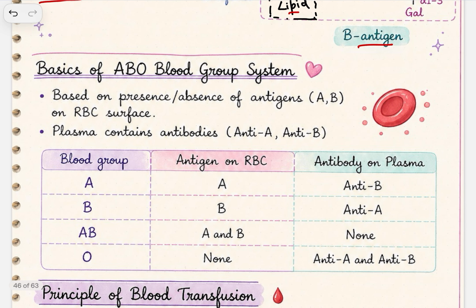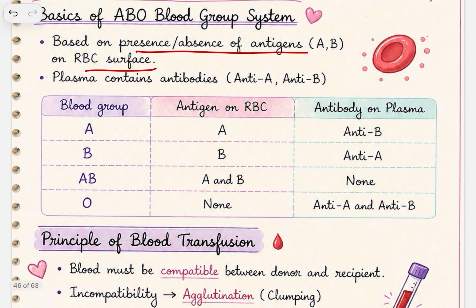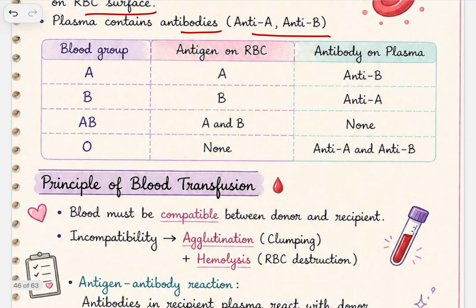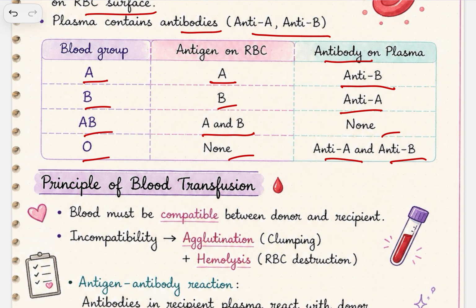Basics of ABO blood group system: based on the presence or absence of antigen A and B on the RBC surface, plasma contains antibodies anti-A or anti-B. This is the chart representation. If we have blood group A, then the antigen on RBC will be A and the antibody in plasma will be anti-B. For B blood group, B antigen and anti-A antibody in the plasma. For AB, A and B antigen and no antibodies. For O, no antigen and anti-A and anti-B antibodies.